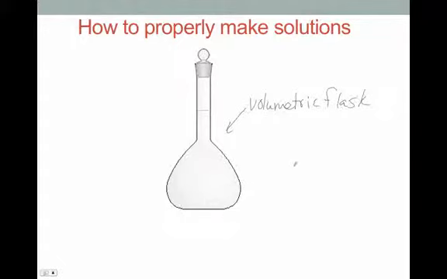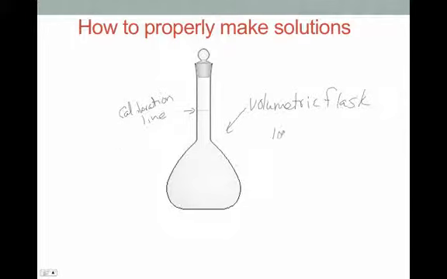If you're making it from a stock solution, it's like we just talked about, where you're taking a strong concentrated solution and you're diluting it down to make a weaker solution. But like I said, either way, you're going to be using a volumetric flask. So things to know about a volumetric flask. They are a very specific volume at this line. So that's the calibration line. And they come in various sizes.